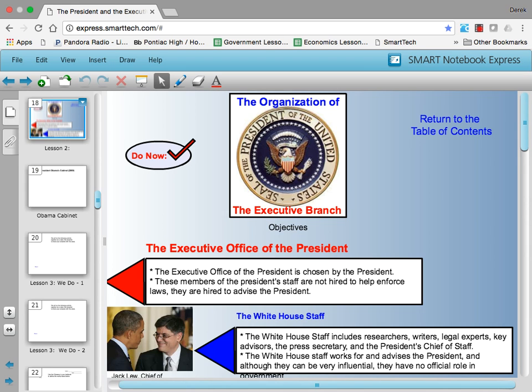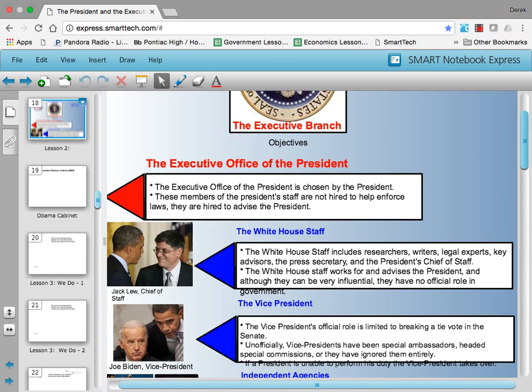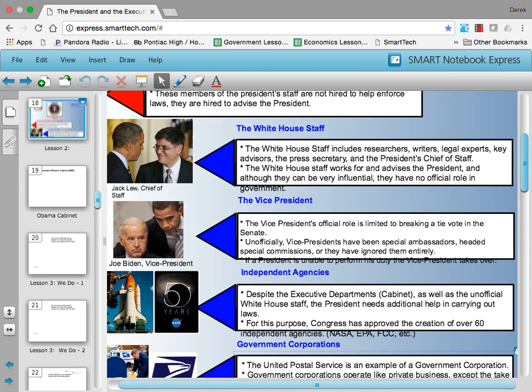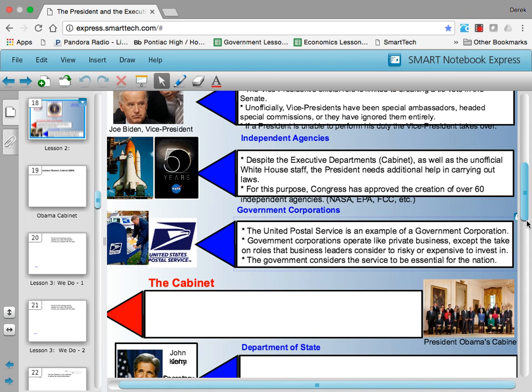Welcome back. Let's get back into this nice long lesson on the organization of the executive branch, which I so kindly broke into two parts for you. You are welcome. Last time we got together, we looked at the executive office of the president, White House staff, vice presidency, independent agencies, and government corporations like the post office. Now we're going to get into the cabinet.